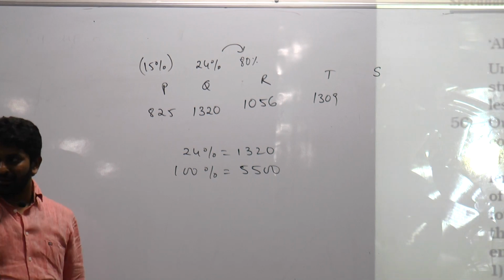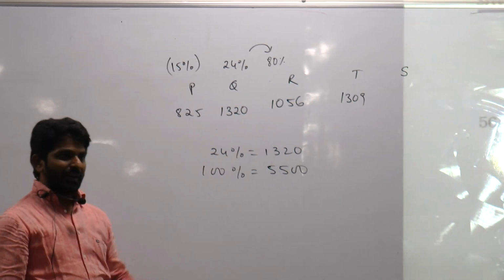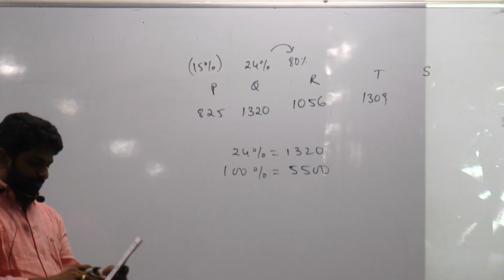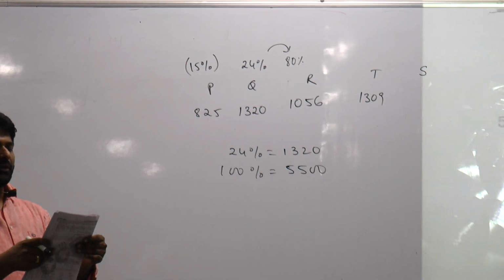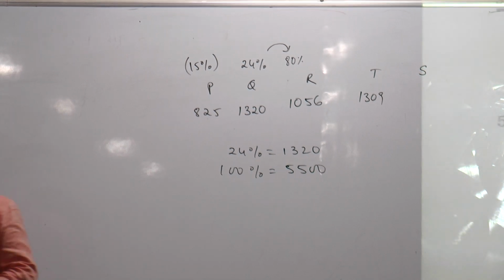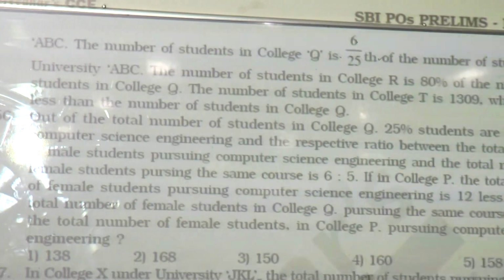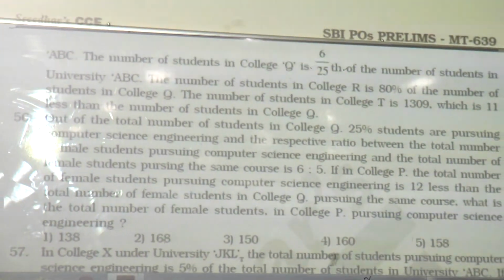And if you want to calculate students from S, add everything, subtract it from 5500. We'll do when it is required. Okay? But you can calculate that S value. Out of the total number of students in college Q, these values are not required.